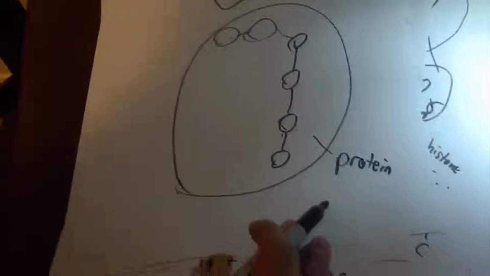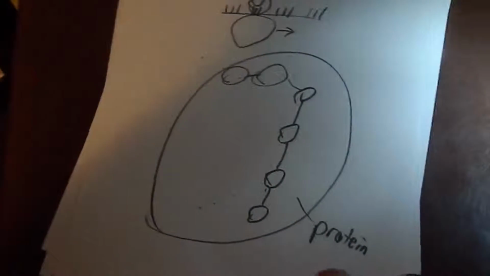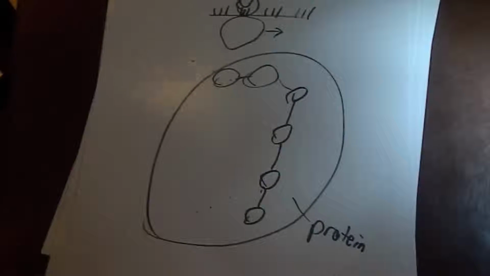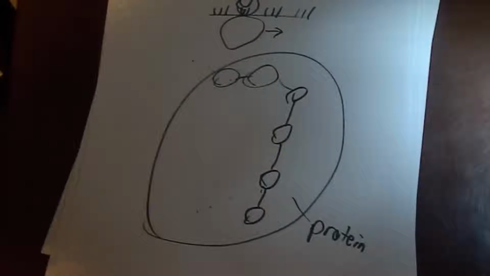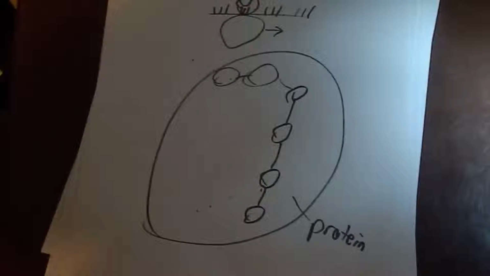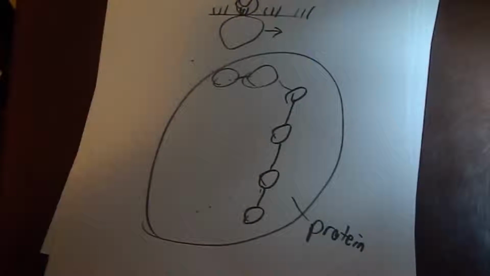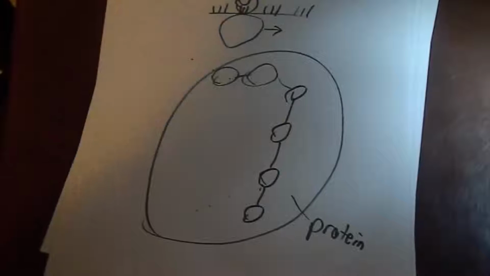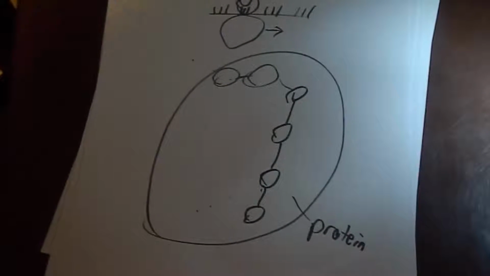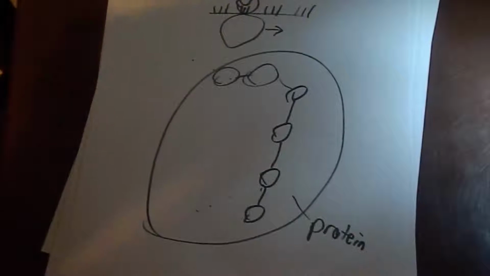And this happens multiple times until it makes more proteins, and then things can attach and make tissues, and make organs, and make organisms, and so on. And so, as you can see, protein synthesis is a very, very important thing while complex. And I hope you understood some of it.